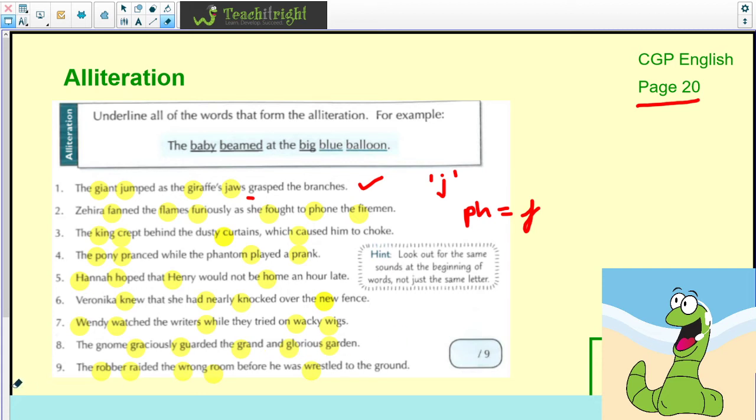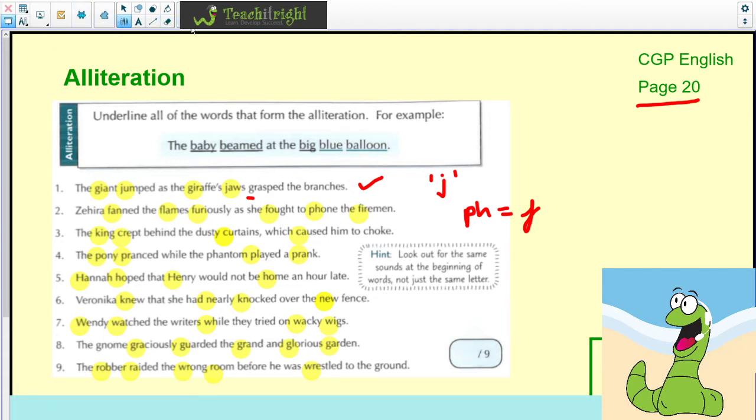Question 8, graciously guarded, grand, glorious garden. So we've got the G sound used to form the alliteration, but gnome is not part of the alliteration because, of course, it has a silent G at the beginning. And the last one, robber raided, wrong room, wrestled. The R is used to form the alliteration here. Wrong and wrestled have a silent W at the beginning, so they are part of the alliteration.